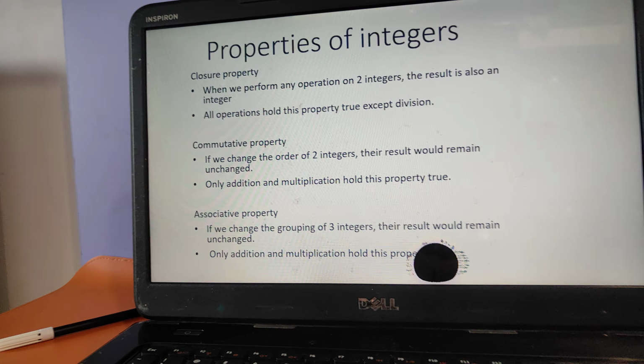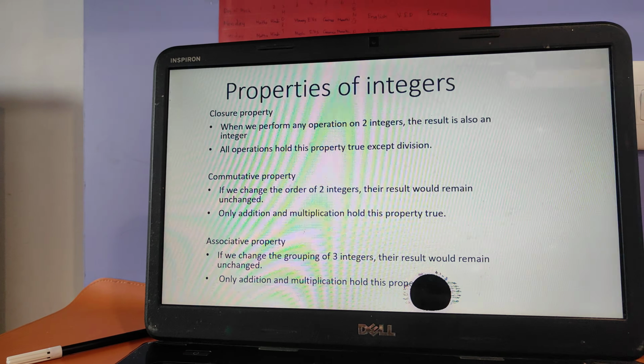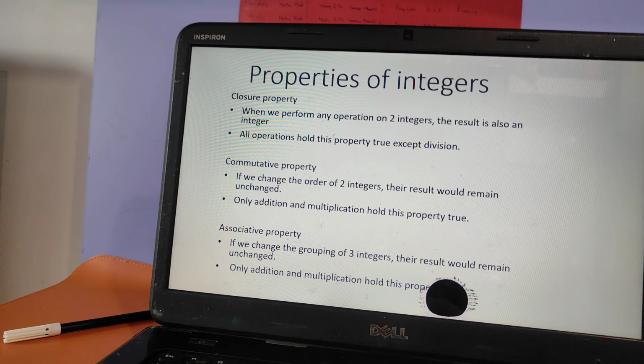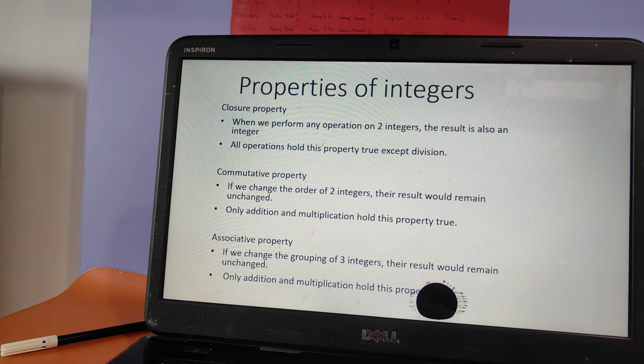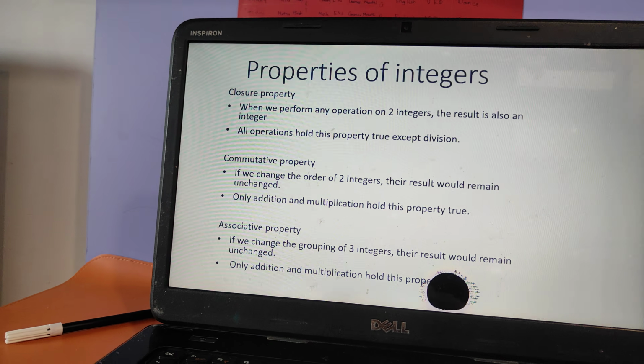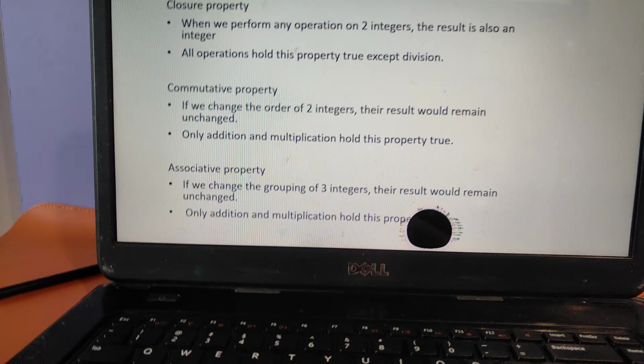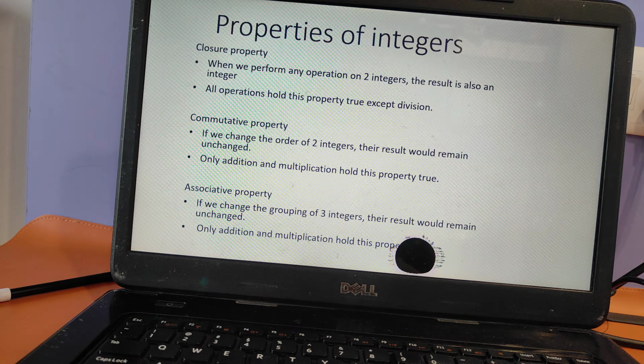Commutative property. It states that if you change the order of two integers, the result will remain unchanged. Like, yes, 8 plus 10, 18. 10 plus 8, again 18. In both cases you are getting 18 only. Only the order changes, you change their order.